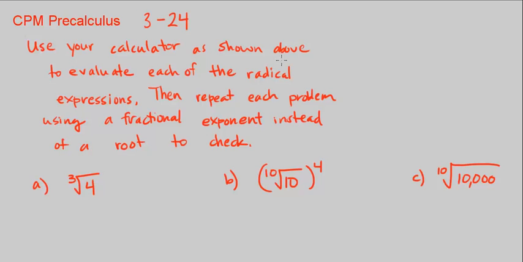This is CPM Precalculus, Chapter 3, number 24. Use your calculator shown above to evaluate each of the radical expressions. Then repeat each problem using a fractional exponent instead of a root to check.